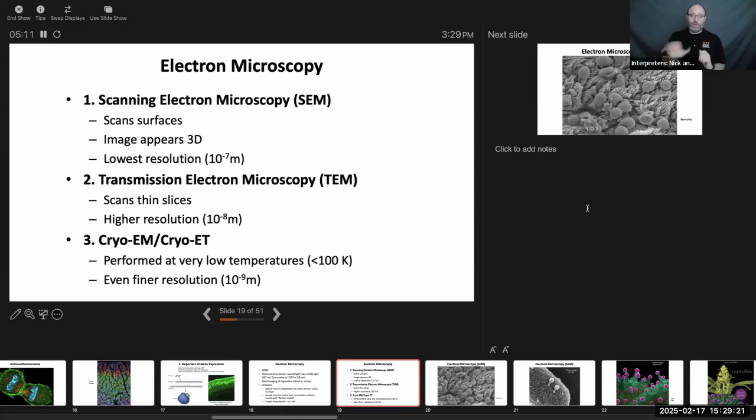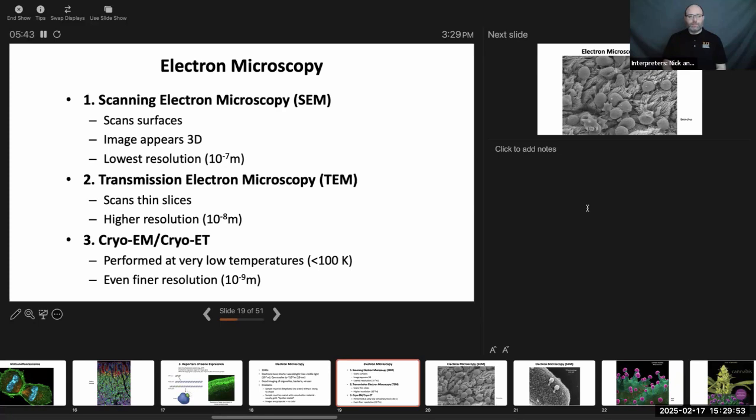The next technique is called transmission electron microscopy. This is similar to light microscopy in the sense that you have to create a very, very thin slice of a material, a very thin slice of a cellular tissue, whatever, and you're imaging a cross-sectional view of it. Now, this particular type of microscopy has much higher resolution. So this is now getting about 10 times better resolution. Now you're getting down to that 10 to the minus 8 meter scale, so down to about 10 nanometers in scale.